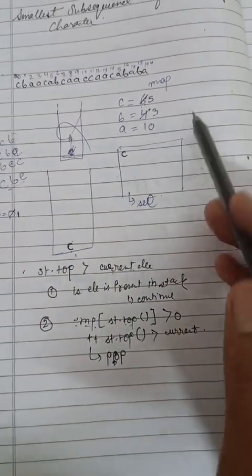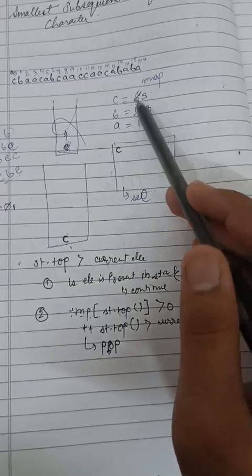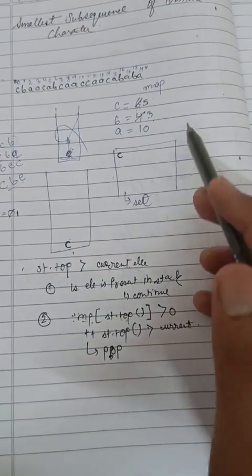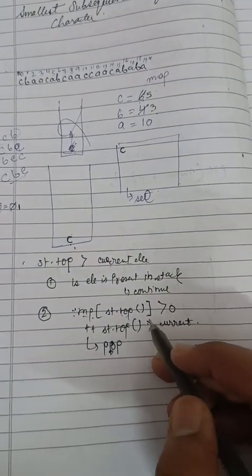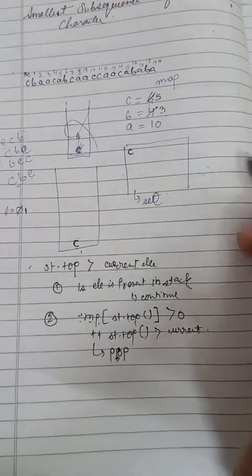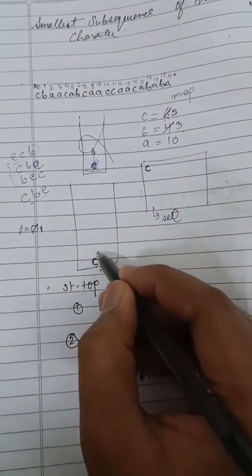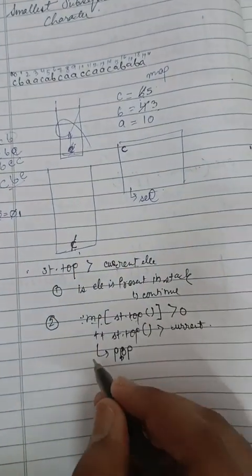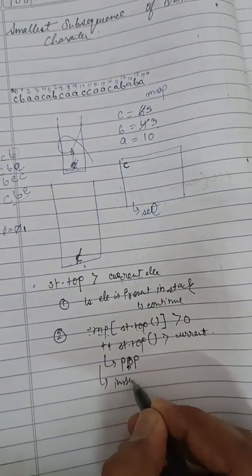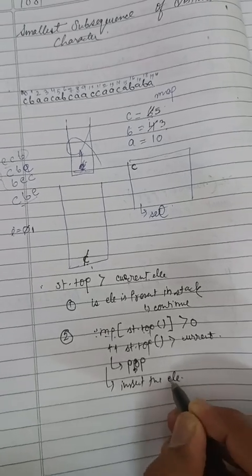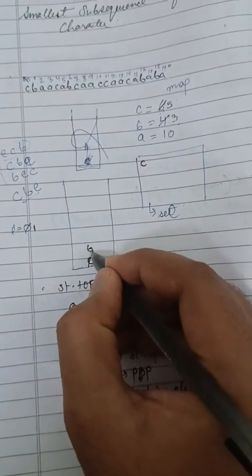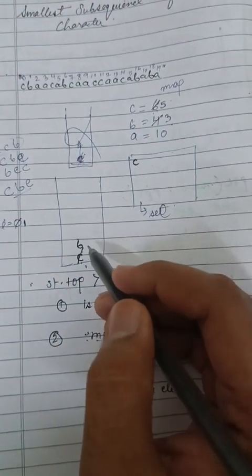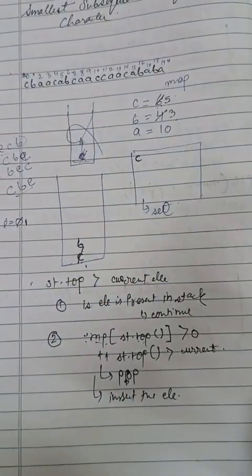Now the current element is B, and the stack topmost element is C, and its frequency is greater than 0. Yes, and the stack top is greater than the current element. Yes, of course C is greater than B. So I will just pop it, and at last I will insert the current element. Pop and then insert the current element. Alright, now A is smaller than B.